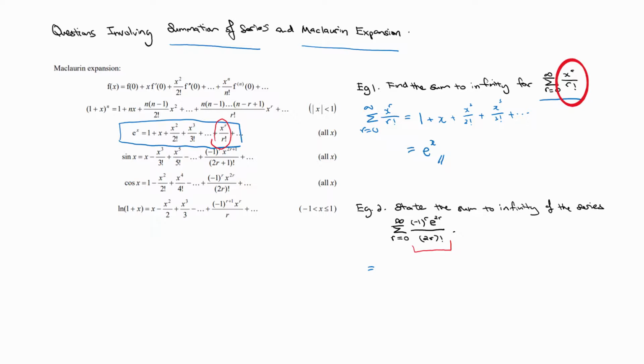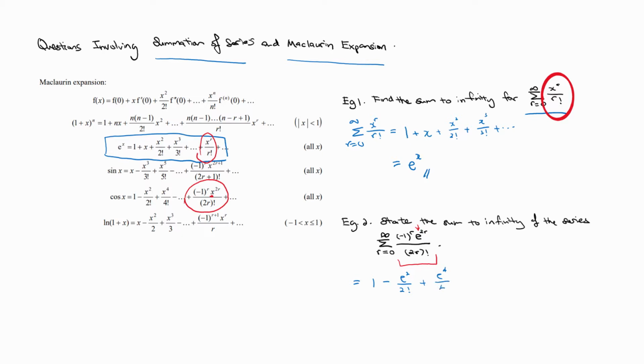Likewise, for the sum to infinity of a series in example 2, we realize that it corresponds to this one: minus 1 to the power r, e to the power 2r over 2r factorial. The only difference in this case is that instead of x, we have e. So if we were to expand this, it will look something like 1 minus e squared over 2 factorial plus e to the power of 4 over 4 factorial, and so on and so forth.